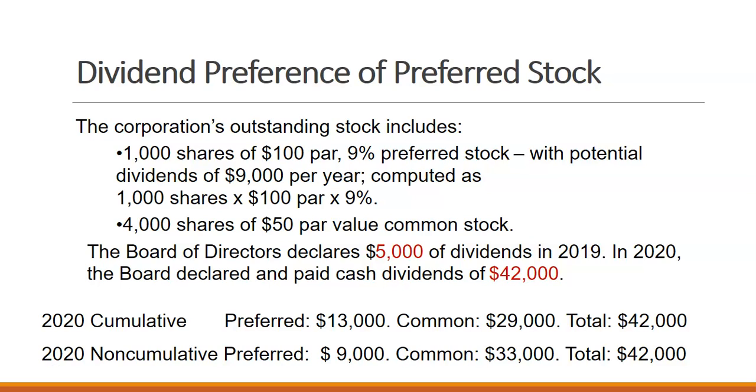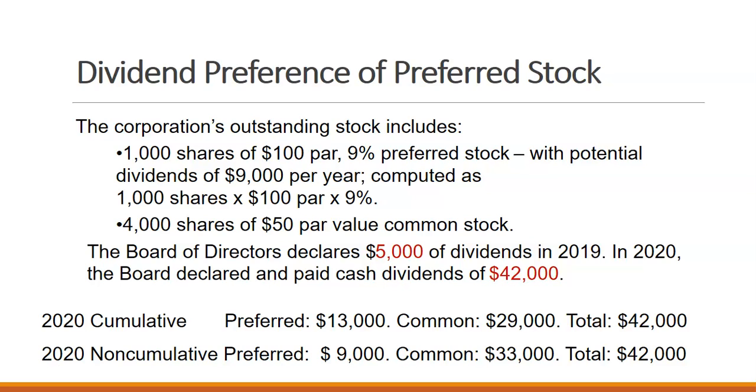The dividend preference of preferred stock. So when we're looking at this, we have a corporation with outstanding stock. They have 1,000 shares of $100 par value 9% preferred stock with potential dividends of $9,000 per year. So that's 1,000 shares times $100 times 9%. And they have 4,000 shares of $50 par value common stock.